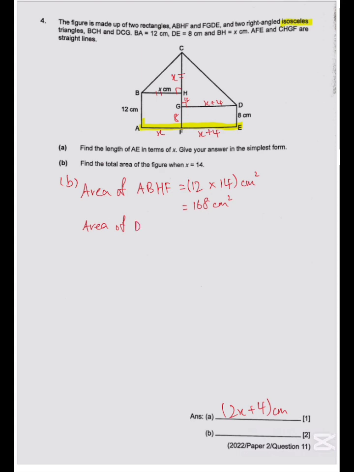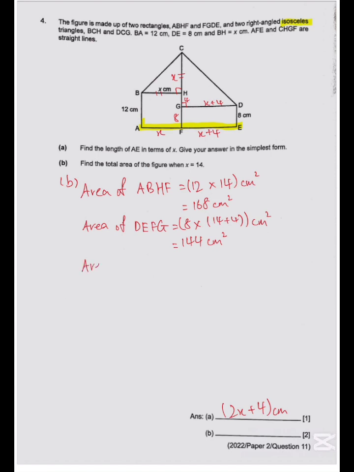Okay, then for the other rectangle, FGDE, I'll write in alphabetical order. So area of DEFG equals to length and breadth, right? So it's 8 times (x plus 4). So what is x? x is 14, right? 14 plus 4. Okay, so this whole thing, cm squared equals to, okay, 14 plus 4 is 18. So 8 times 18, 144. So this gives us 144 cm squared.